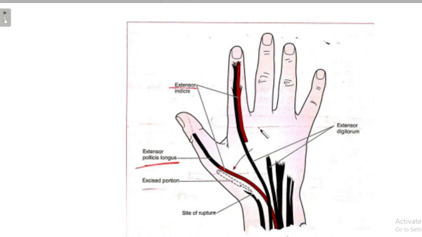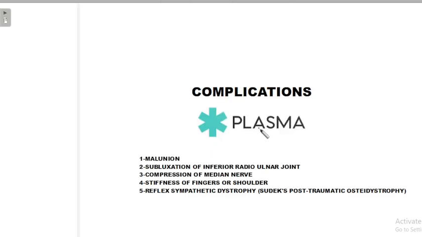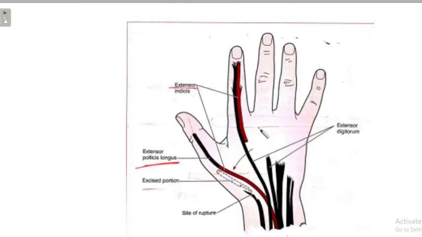And there would be compression of the median nerve, other complications, stiffness of fingers, reflex sympathetic dystrophy, that is Sudeck's post-traumatic osteodystrophy, wherein the hand and fingers become markedly swollen, so that the overlying skin is stretched and glossy, and joints become stiff. So these are the complications you can read, right? Malunion, subluxation of the inferior radio-ulnar joint, compression of the median nerve, stiffness of fingers or shoulder, reflex sympathetic dystrophy, that is Sudeck's post-traumatic osteodystrophy. Thank you very much.